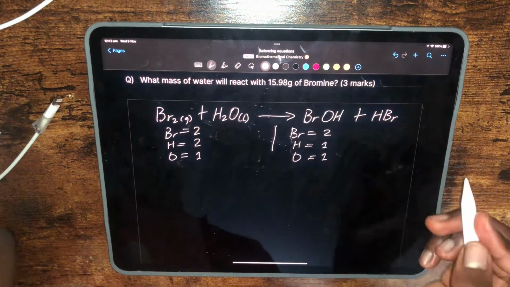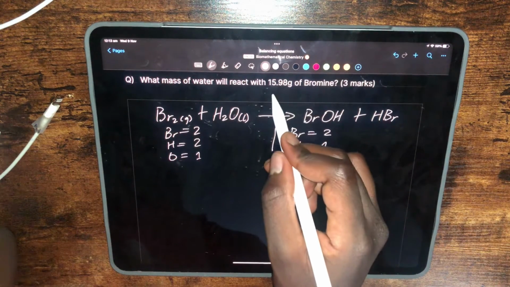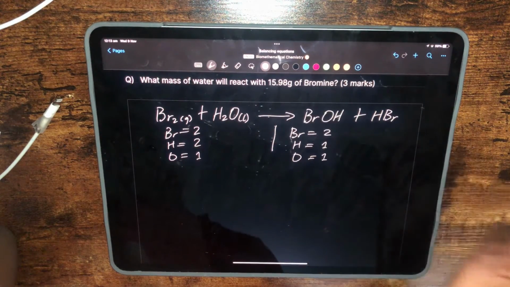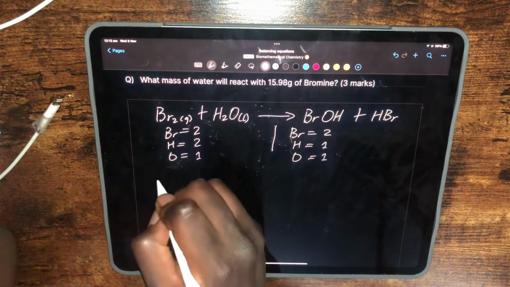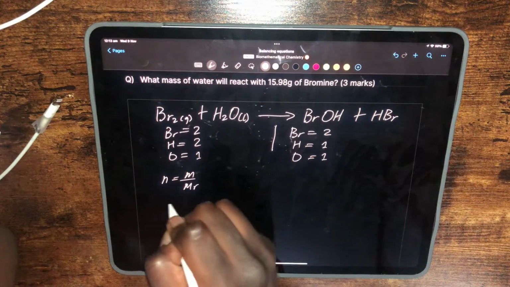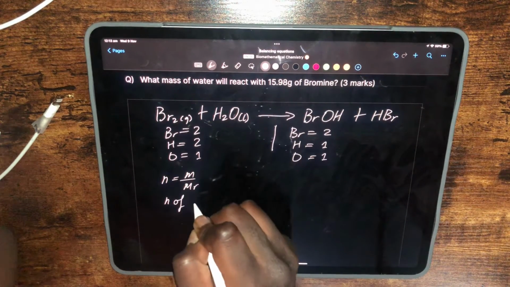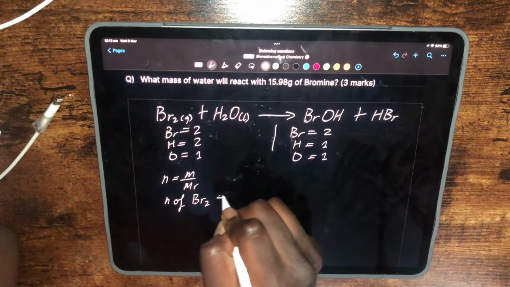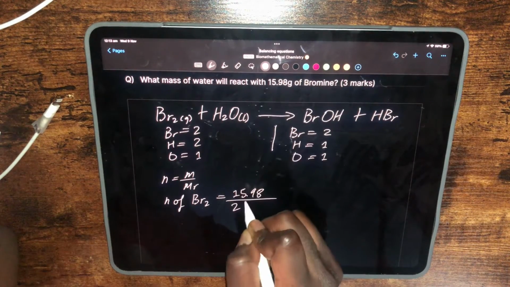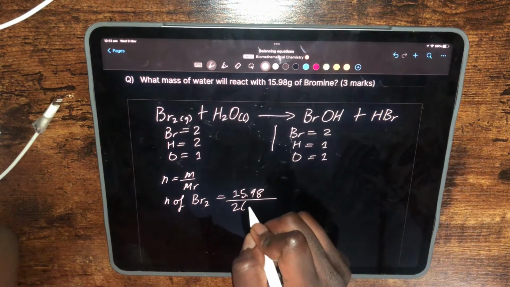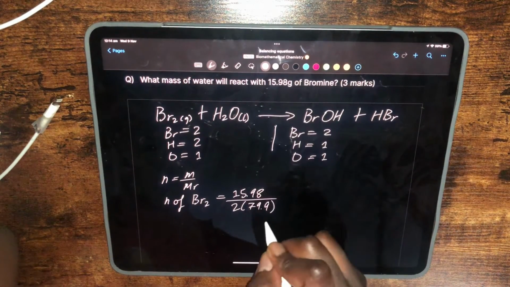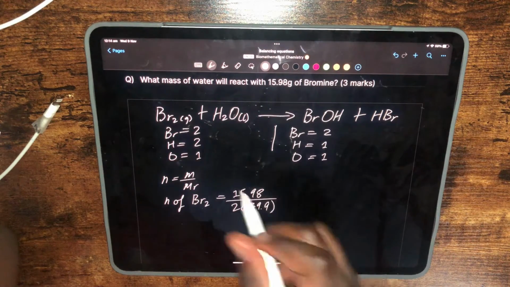First of all we need to work out the moles. We have the mass. We can work out the MR of bromine because we have the periodic table. Moles is equal to the mass over the MR. So moles of bromine, Br2, is equal to the mass, which is 15.98, over 2 times the MR of one single bromine atom, 79.9. But since you have two of them, it's 2 times 79.9 because it's Br2.